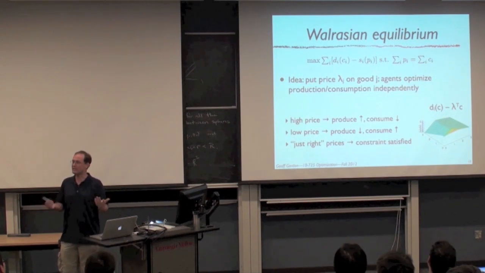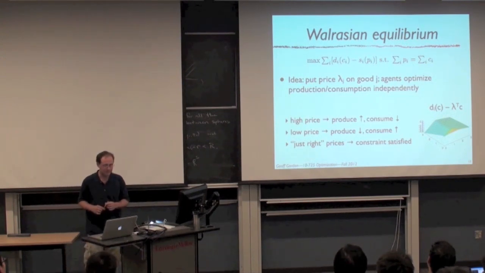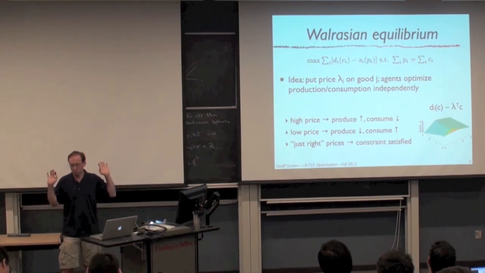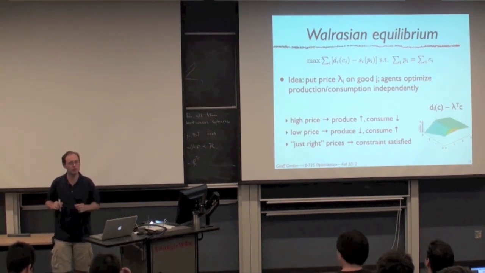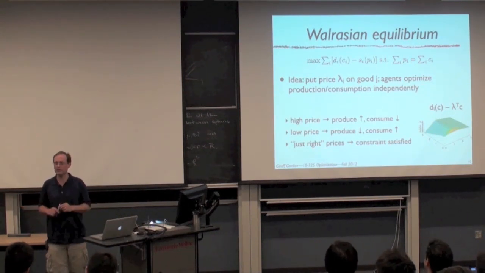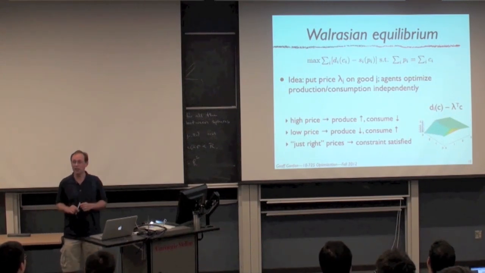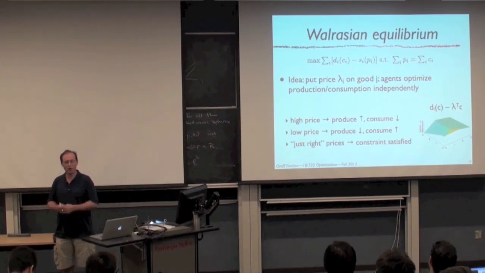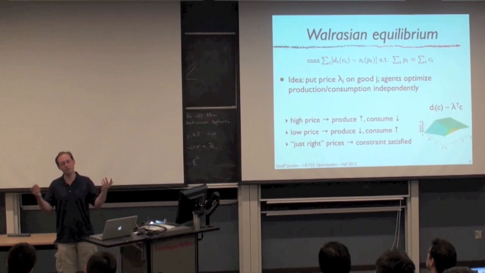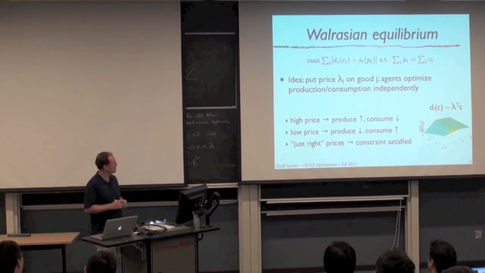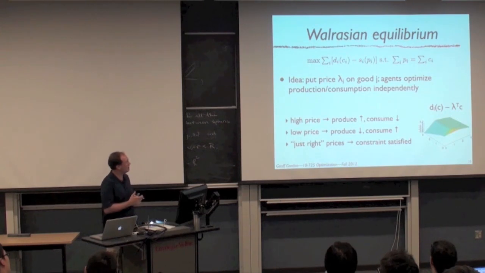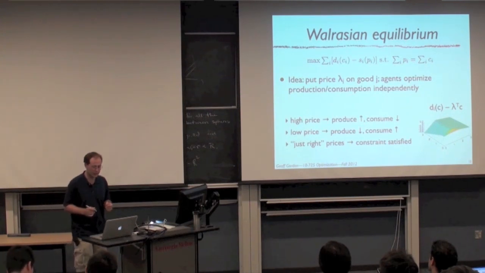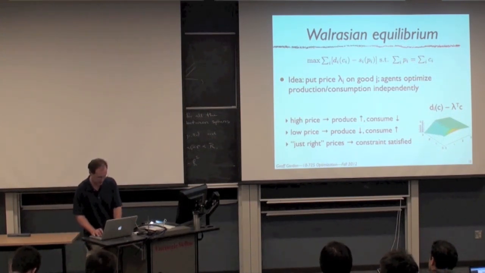Well, there's this thing called a Walrasian equilibrium, which I'm going to describe right now. The way it works is that before we had no idea of money, but imagine we introduce money into the system, and we put a price of lambda_j on good j, right? So that means that I say tickets to the Pirates game cost $5, tickets to the Steelers game cost $500, whatever the appropriate prices are. And then suppose that I let the agents optimize their production and consumption each independently, right? So what does that look like?